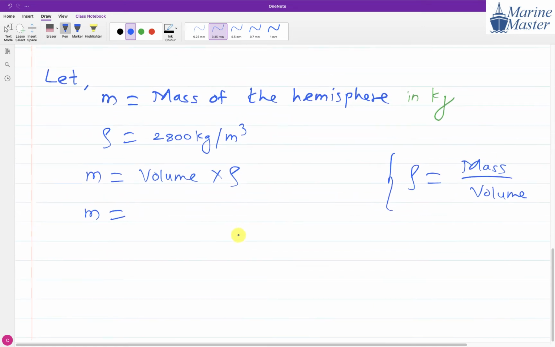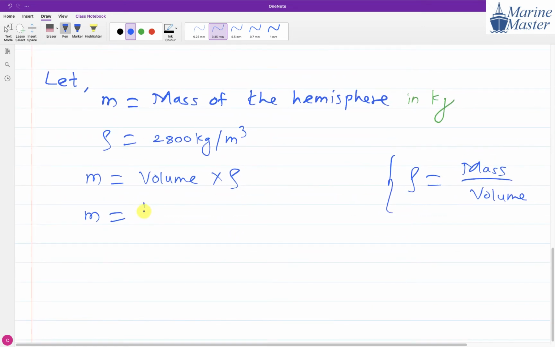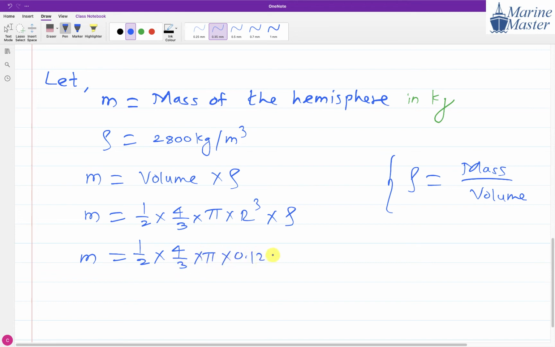So what will be the volume of the hemisphere? Half into 4 by 3 pi r cube, into density. So in this way we will get the mass. Half into 4 by 3 pi, r is 0.125 cube, density is 2800. So please put all the values in your calculator.